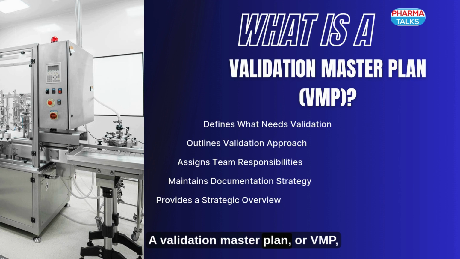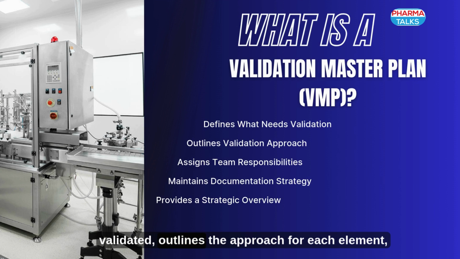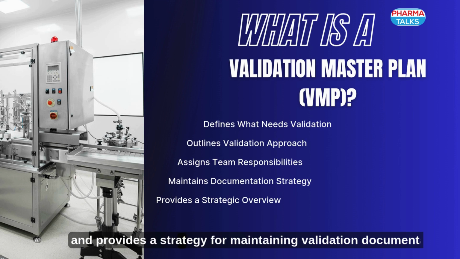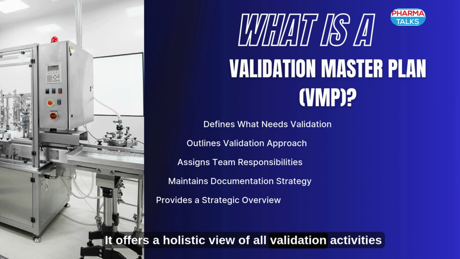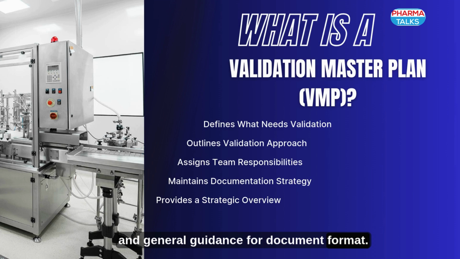A Validation Master Plan, or VMP, is a strategic document that identifies the elements to be validated, outlines the approach for each element, specifies organizational responsibilities, and provides a strategy for maintaining validation documentation. It offers a holistic view of all validation activities within a specified period. The VMP includes information on items subject to validation, validation schedules, relevant standards, functional responsibilities, protocol preparation and execution, and general guidance for document format. It serves as a foundation for consistently validating critical processes, equipment, and systems.